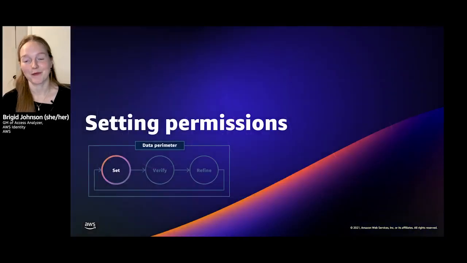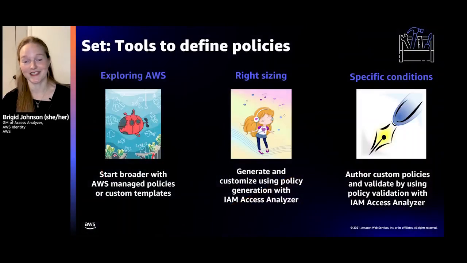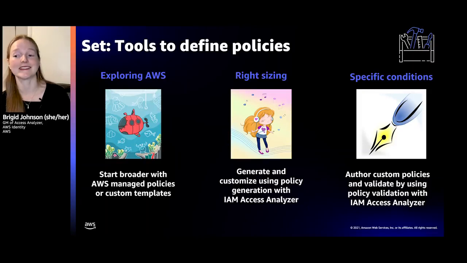So let's talk about setting permissions. Here are your tools to define policies. When you're exploring AWS, you don't know what you need. You're just getting started, or you're exploring what services you're going to be using, maybe running some proof of concepts. You're going to start broader. To do that, you can use AWS managed policies, or we've heard customers talk about custom templates. AWS managed policies are broad. They are meant to be used as a getting started place. And so you'll want to take those policies, and over time, you'll right size them as well.